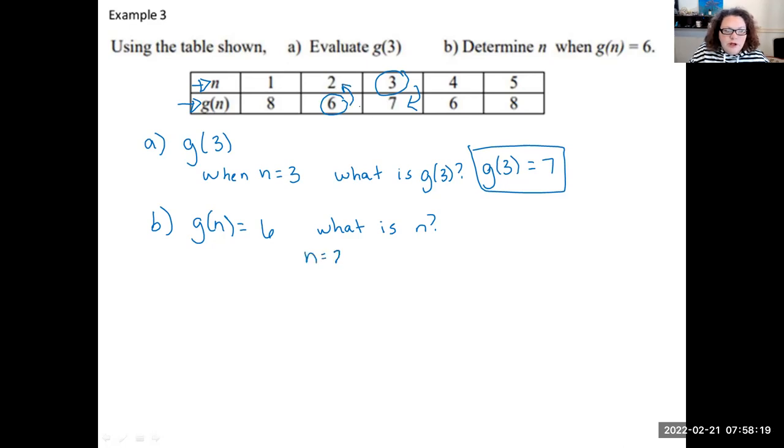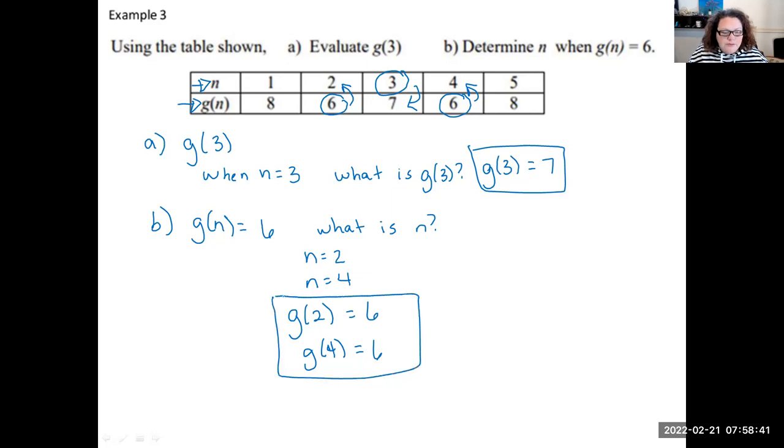But there's another one. Here's another G of N is equal to 6. And what's N then? 4. So N equals 4. So your answers for this would be G of 2 is equal to 6, and G of 4 is equal to 6. And that is your answer.